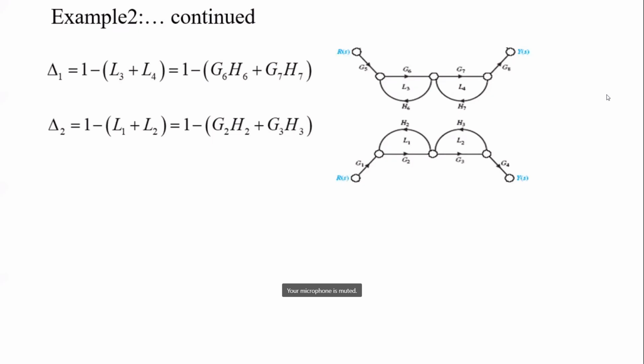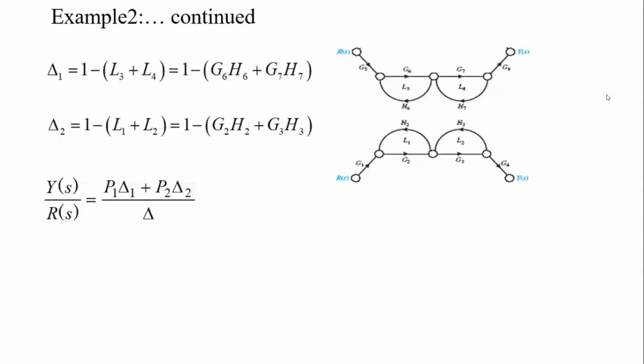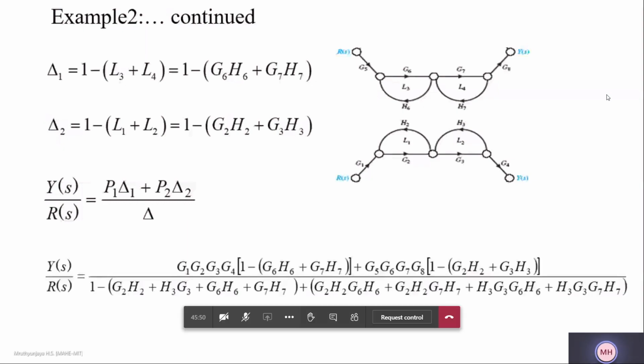Any doubt? Y by R equals P1 delta 1 plus P2 delta 2, divided by delta. Write all these values.